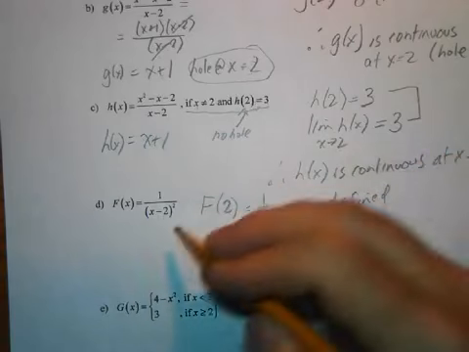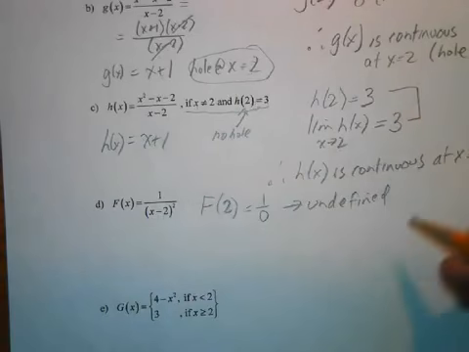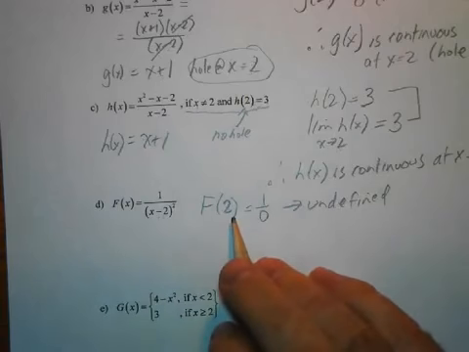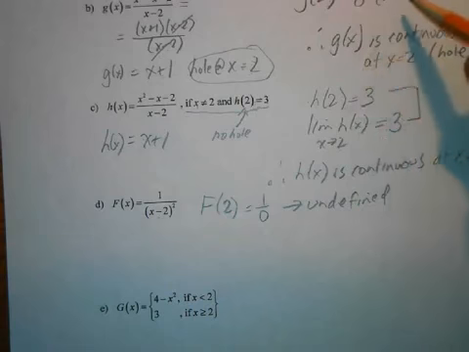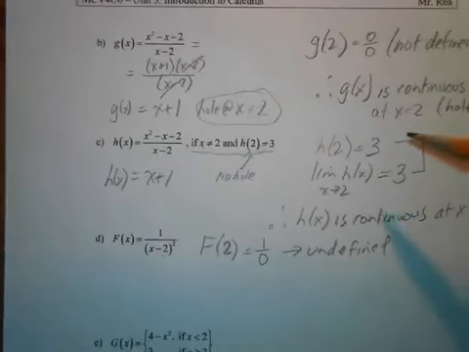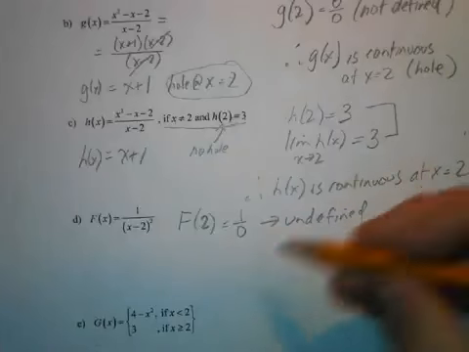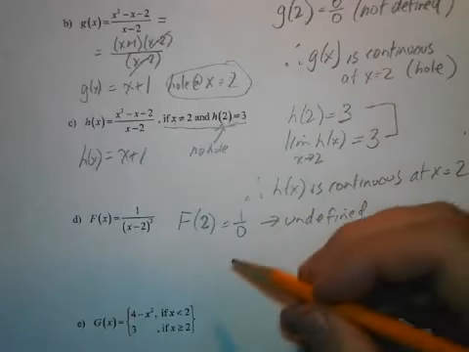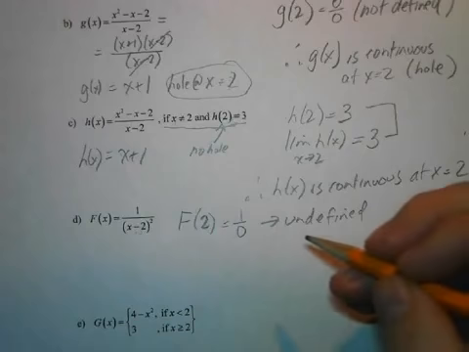This would actually be a vertical asymptote, and since the value of the function at x equals 2 is undefined, again, just like in B, we don't have to go any farther, because if that value of the function does not exist, then it's not continuous. We don't have to check the limit at all.